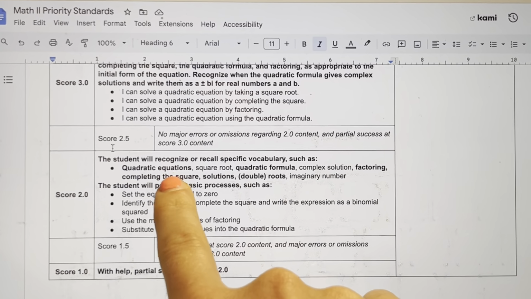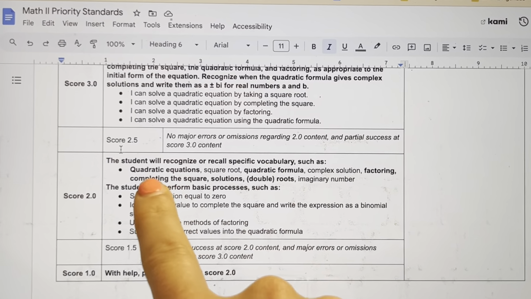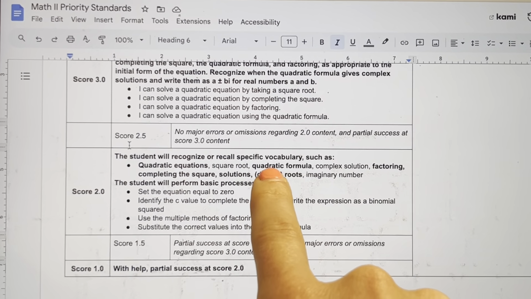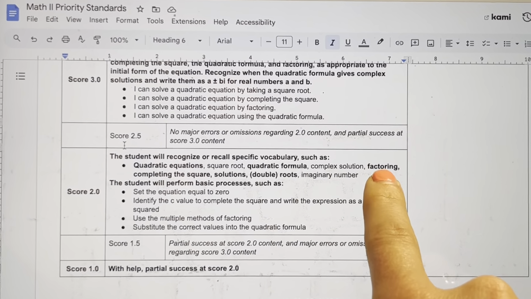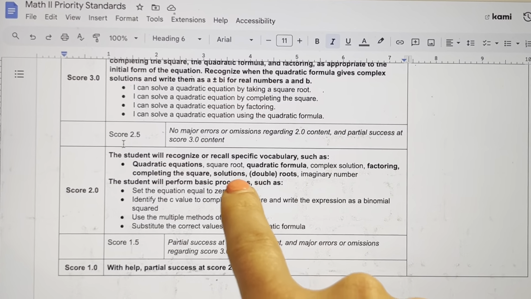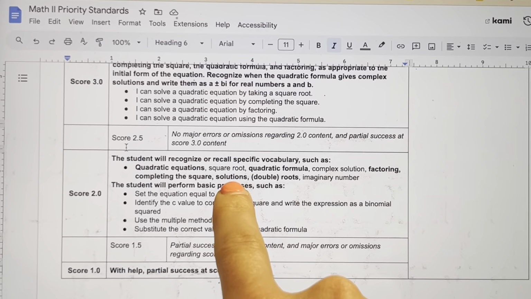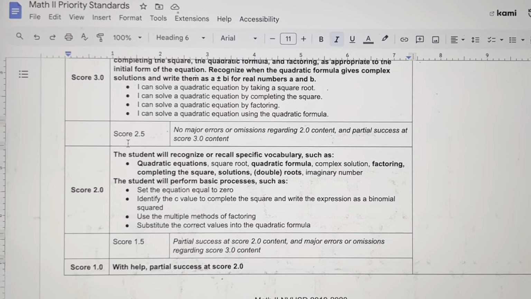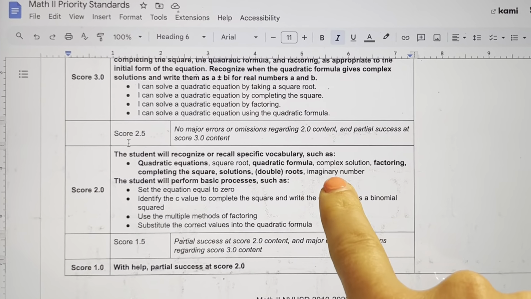Hey, students, do you know this vocabulary? Like, do you know what a quadratic equation is? Do you know what the quadratic formula is? Do you know what factoring is? Completing the square. When I say solutions, do you know what those are? Double roots, we barely touched on that. And then imaginary numbers, that was in my last video.